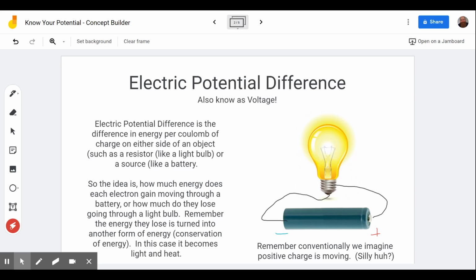Anyways, that means that instead of this side being considered the high energy side, the positive side will be the high energy side because positive charge is considered moving. When we talk about conventional current, it's imagined that way. So this is our higher energy potential, higher electric potential, meaning it has more energy there, and this side has less energy because it's connected to the negative.